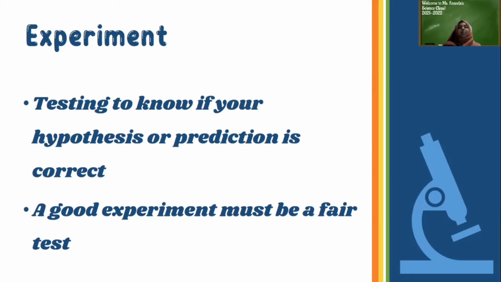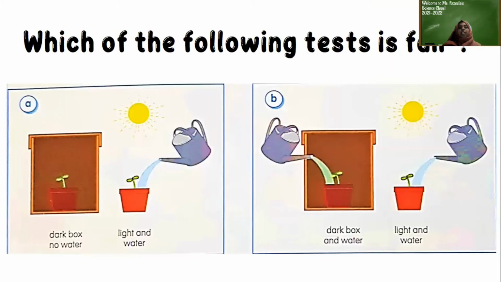A good experiment must be a fair test. Now, by looking at these two experiments, which one do you think is fair? The first one, where you have a dark box and no water, and in the first you have light and water. Or the second one, you have a dark box and water, and second one you have light and water. Yes, the second one, the first one is not fair. If you're trying to look at what will happen in the dark and light, the water should be the same, only the dark and light should change.